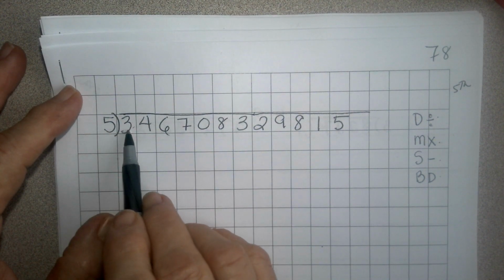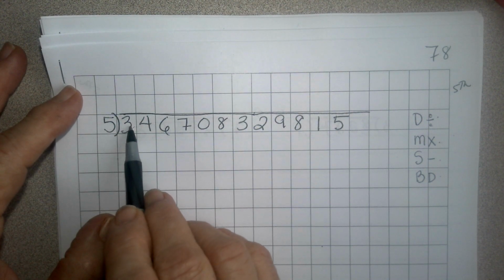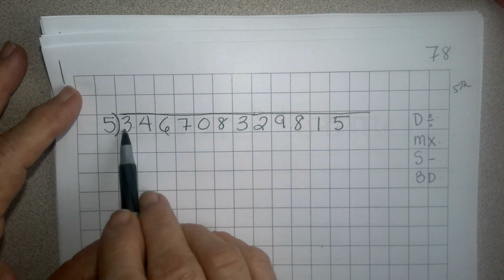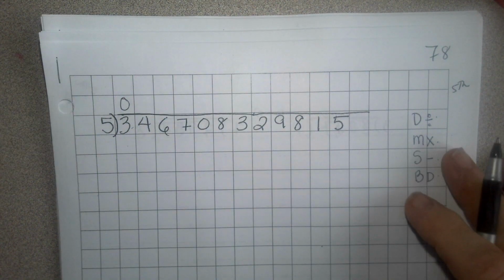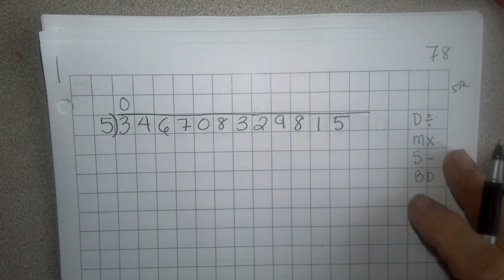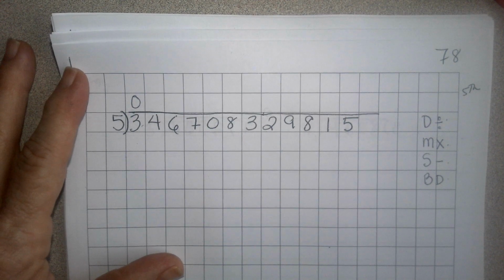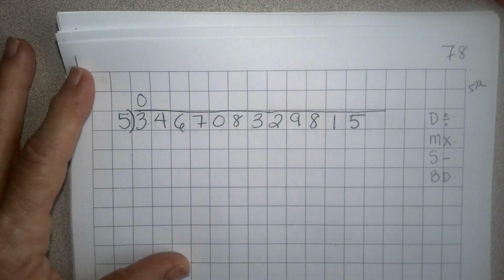Does 5 go into 3? Is 3 even as much as 5? No, so it's not going to go in. So if it does not go in, you put an O for no. That means that you cannot put anything there at all. Done. Then you pick up another number.